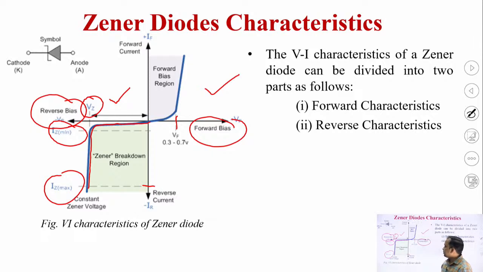In this particular region, we can say that the Zener diode is providing a constant voltage. So we can use the Zener diode as a voltage regulator. Whenever the diode is operating in this particular region, it will provide a constant voltage. That is a major application of the Zener diode.